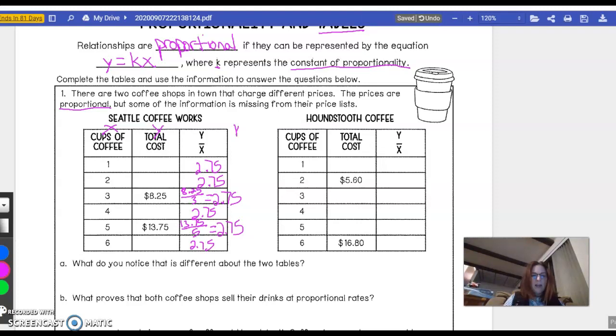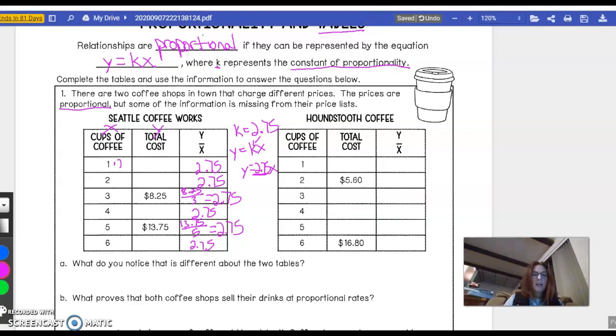So our k is 2.75. And if we wanted to write this equation, y equals k times x, we're going to take this 2.75 and plug it in for k. Now, sometimes people get confused by this equation here, but all I want you to know is whatever our k is, that's the number we're multiplying our x values by. These are my x values.